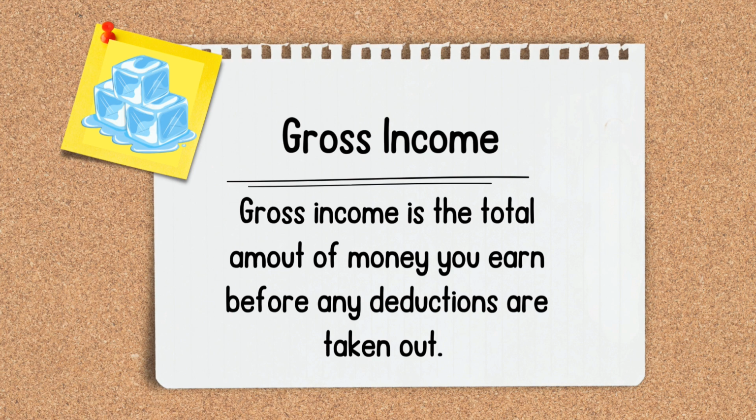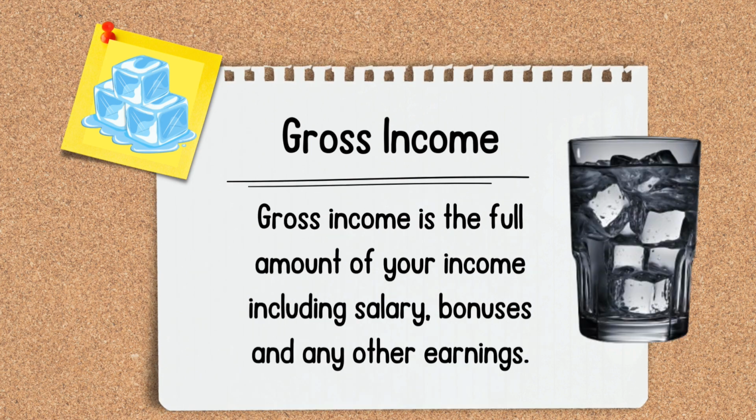Okay, so your gross income is the amount of money you earn before any deductions or taxes are taken out of your paycheck. It is the full amount of your income, including salary, wages, bonuses, and other earnings. So if you have a yearly salary of $50,000, that's your gross income or total income. It will show up on your paycheck under gross earnings. This shows how much you earned in total for the current pay period, which can be weekly, biweekly, or monthly, and year to date.